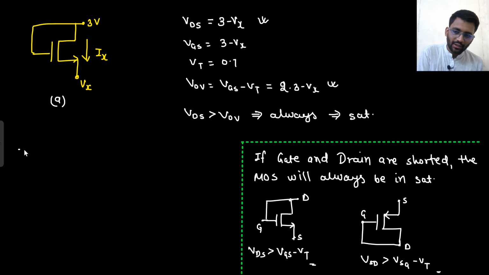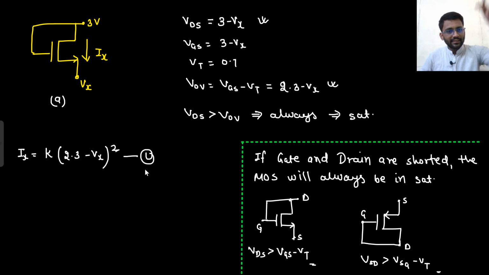So what will be the equation of Ix? That would be some constant, that would be mu n Cox W by L. I just need to draw the graph, I don't need the values. So some constant into VGS minus VT whole square. VGS minus VT is this, 2.3 minus Vx whole square. So this will be my Ix equation versus Vx.